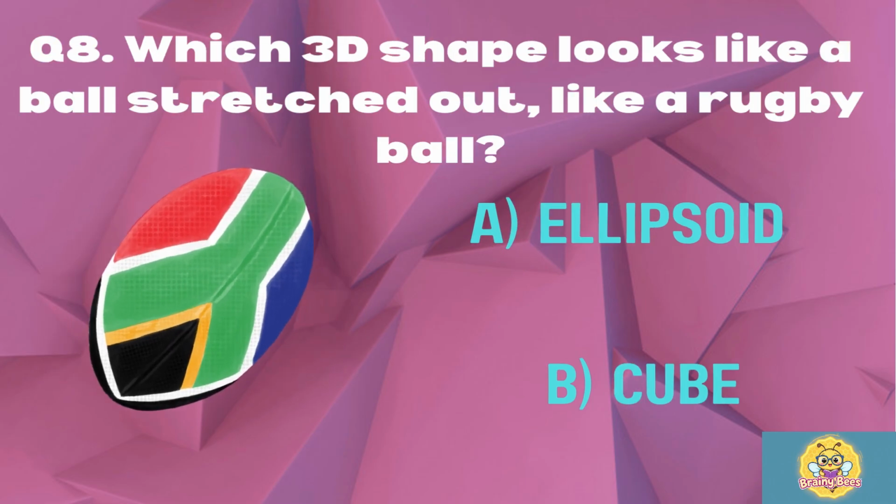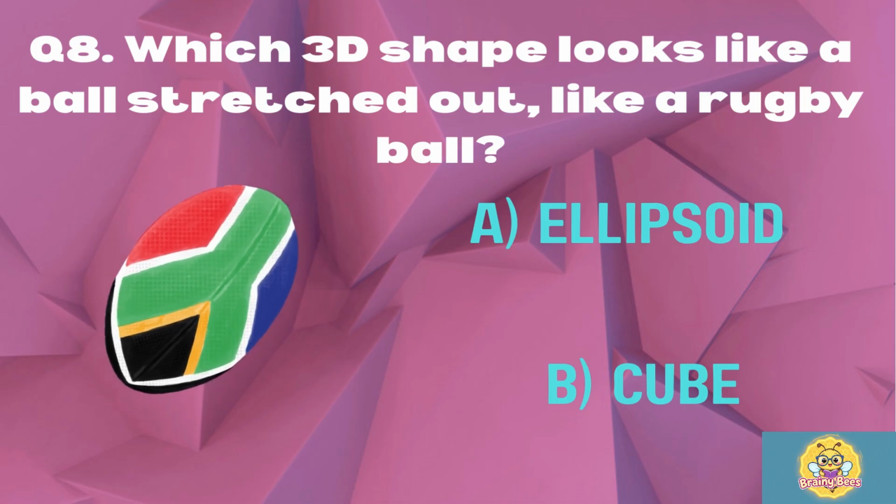Which 3D shape looks like a ball stretched out like a rugby ball? A. Ellipsoid, B. Cube.